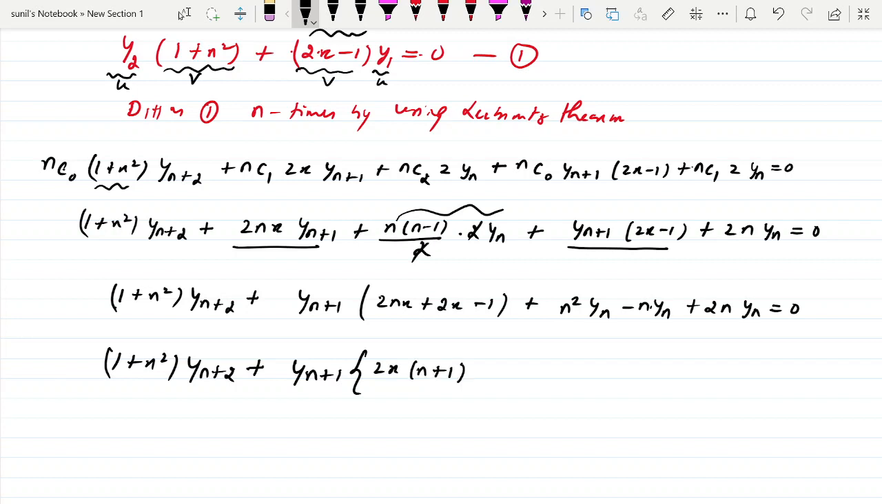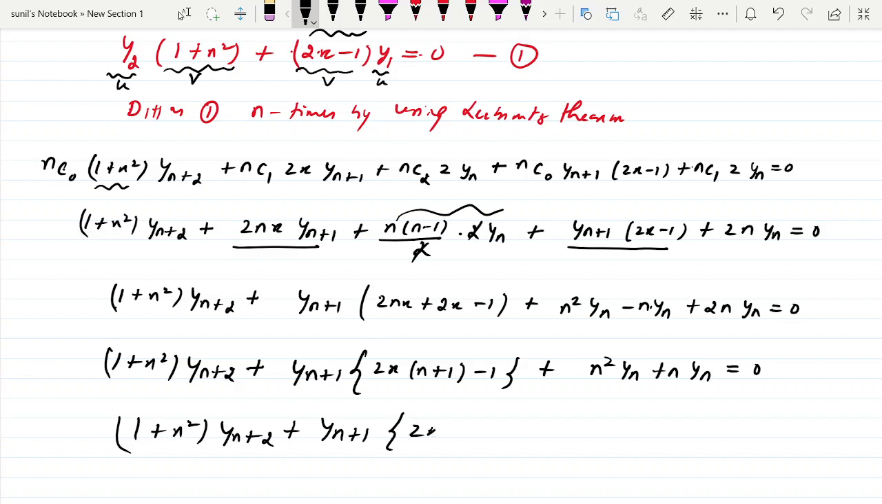n plus 1, and this is n square y_n plus n y_n. Now this is again (1 plus x square) y_n plus 2. Keep trying, and you will reach the conclusion.